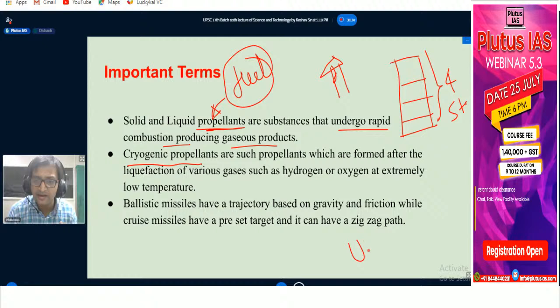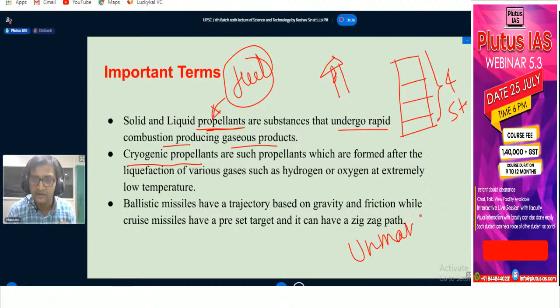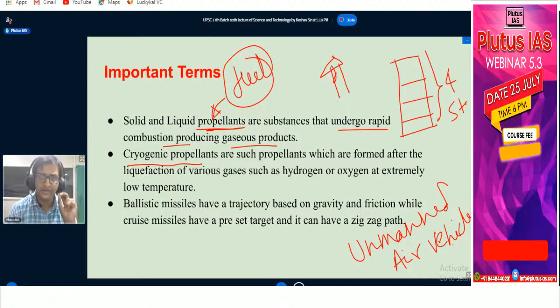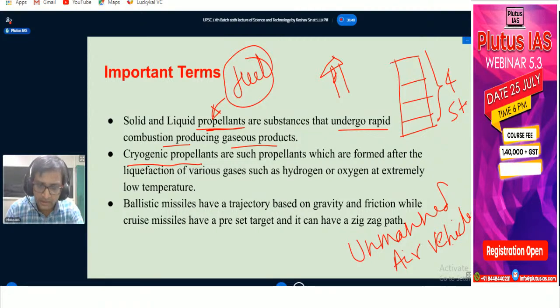UAV is unmanned air vehicle. I will give you the explanation in next class. Full form is unmanned air vehicle. There are different types of unmanned air vehicles. I will give you that in next class.